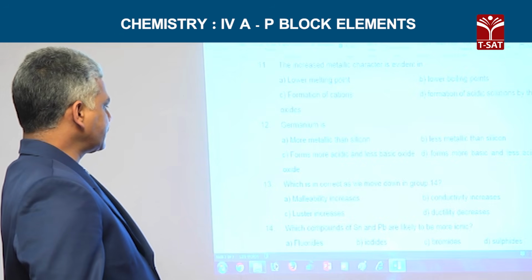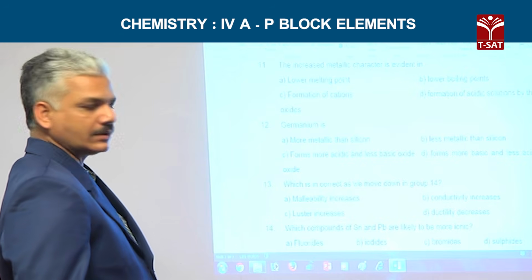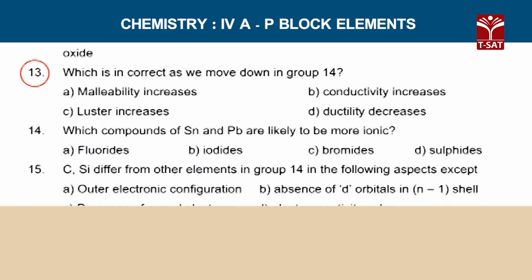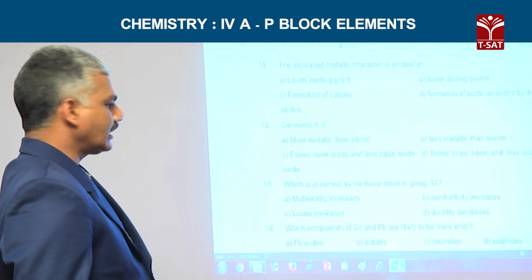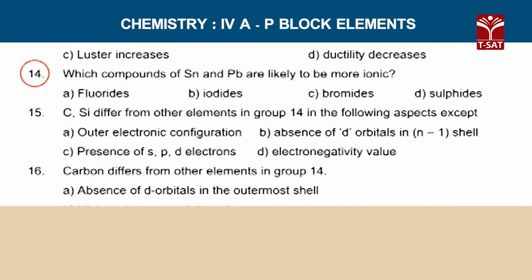13th question. Which is incorrect as we move down in group 14? Options are malleability increases, conductivity increases, luster increases, ductility decreases. Correct option is 4. Ductility decreases. 14th question. Which compounds of tin and lead are likely to be more ionic? A. Fluorides, B. Iodides, C. Bromides, D. Sulfides. Correct option is A. Fluorides.